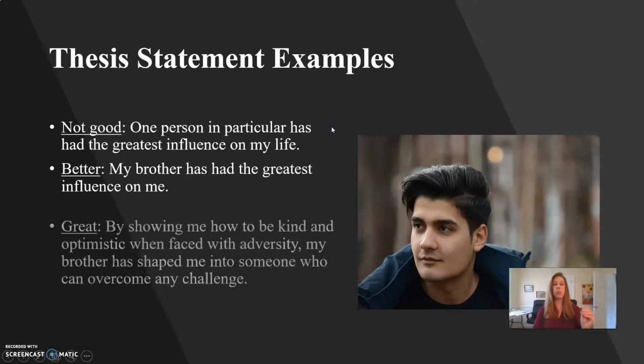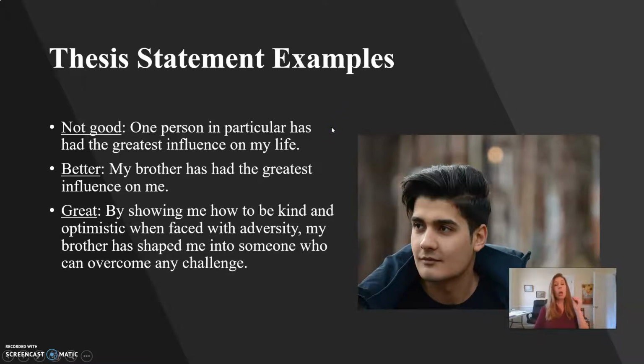So here's the best example of a thesis statement: "By showing me how to be kind and optimistic when faced with adversity, my brother has shaped me into someone who can overcome any challenge." So in this thesis statement, I know the writer is talking about his or her brother. I know the effect the brother has had on the writer, showing them how to be kind and optimistic. And I know also what kind of person the writer thinks they have become, someone who can overcome any challenge. So you can use this great version of a thesis statement as a model to base your own thesis statement on.